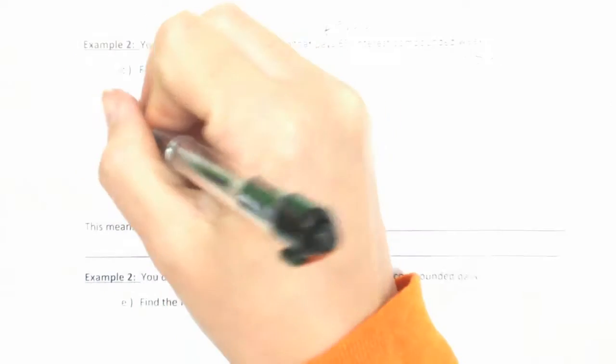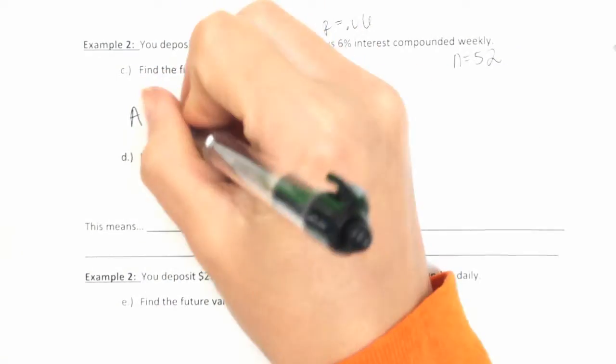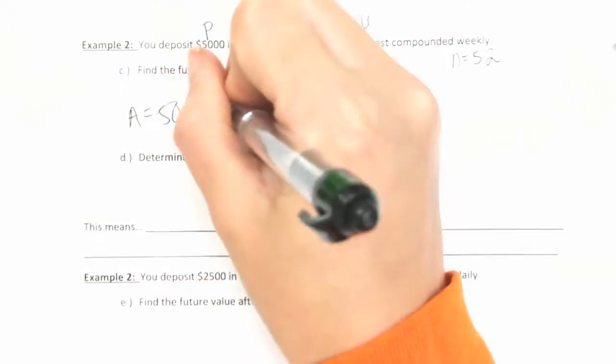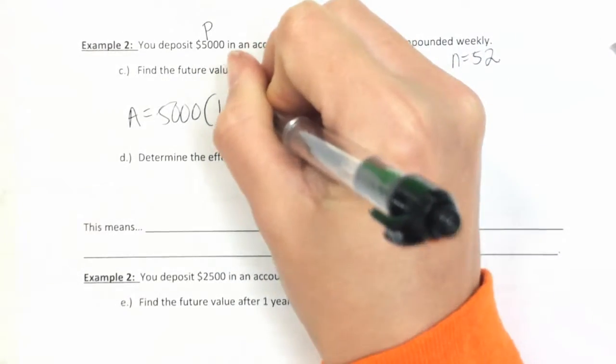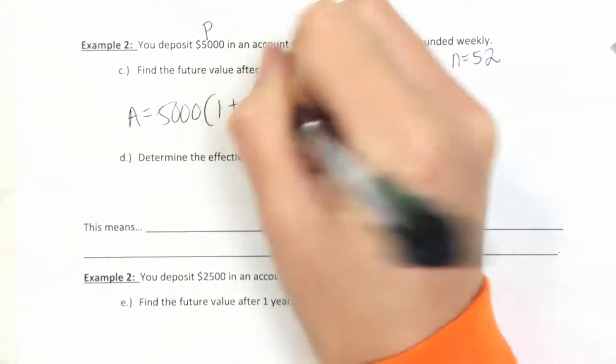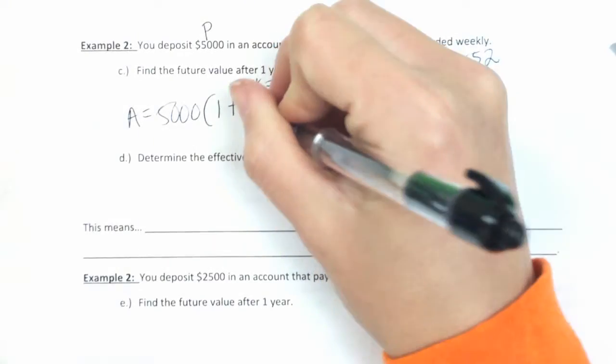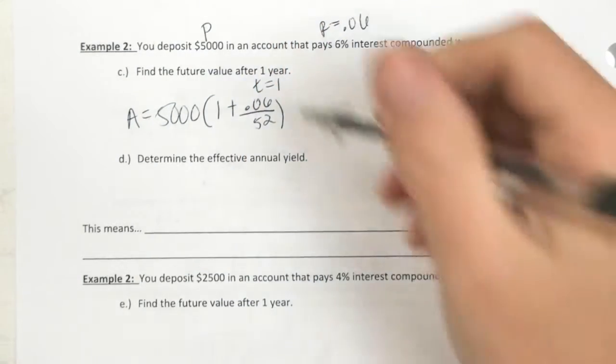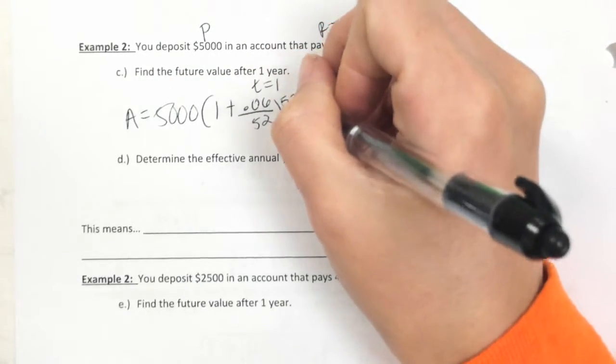So I'll have A equals P, which is 5,000, times 1 plus 0.06 divided by 52 raised to the n times t power, but since t is 1, we know this will be 52.